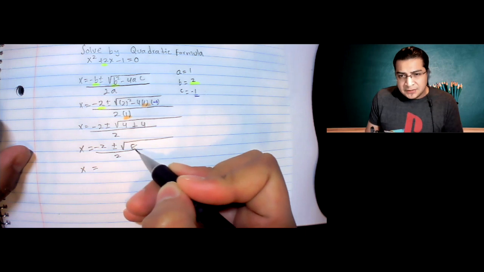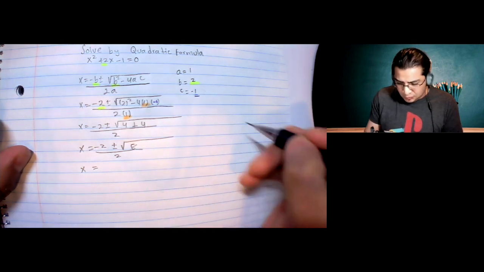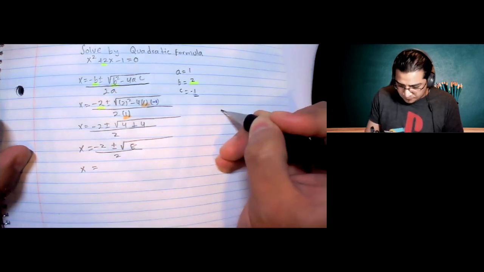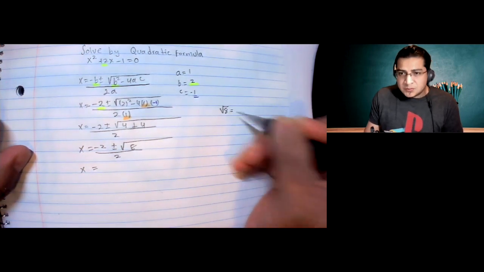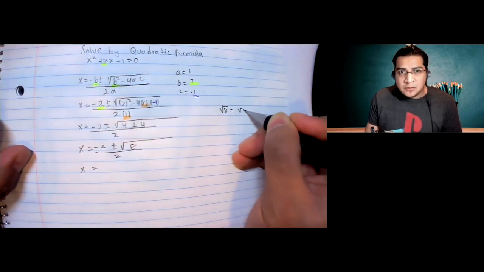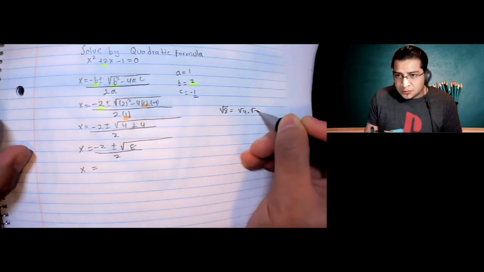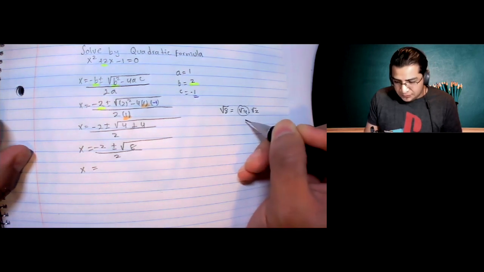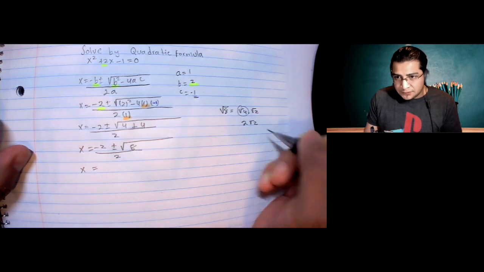-2 plus or minus the square root of 4 plus 4, which is 8, all over 2. This is going to have 2 real solutions since the discriminant is positive here. But we can simplify the radical. The square root of 8 equals the square root of 4 times the square root of 2, and the square root of 4 is 2, so that's 2 rad 2.